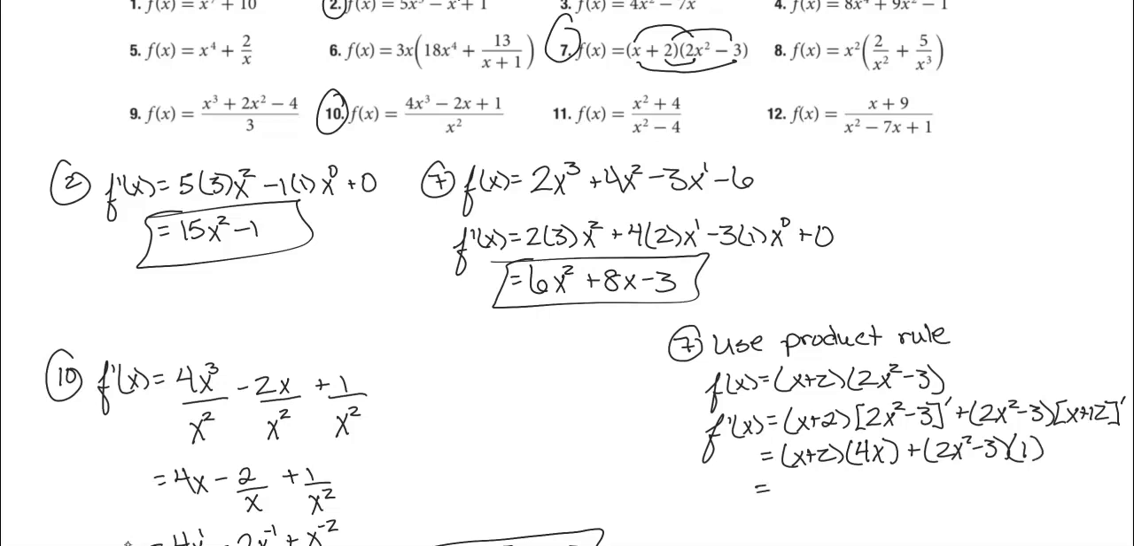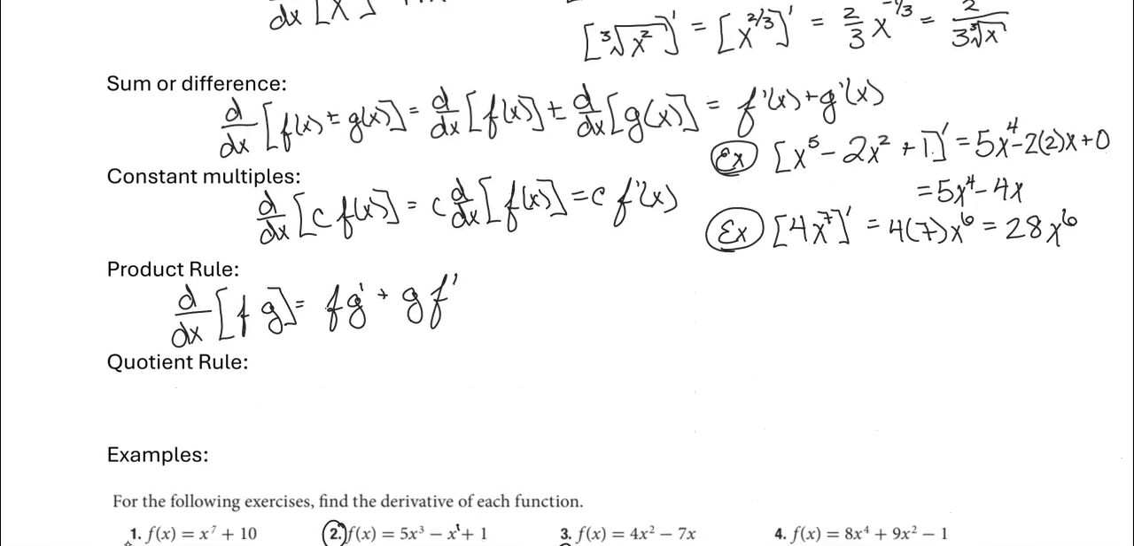And then we're going to clean this up. We're going to distribute. So we're going to get 4x squared plus 8x plus 2x squared minus 3. And then we're going to combine like terms. 6x squared plus 8x minus 3. And you can see how we got the same thing that we got before.